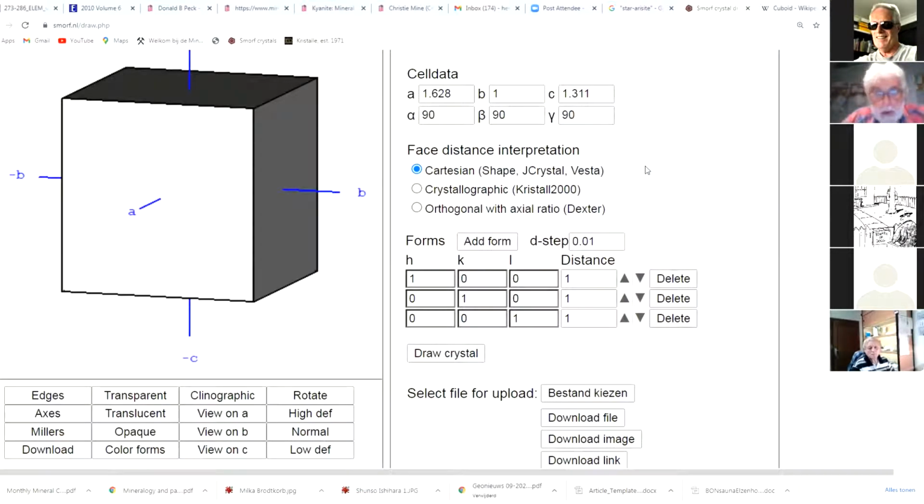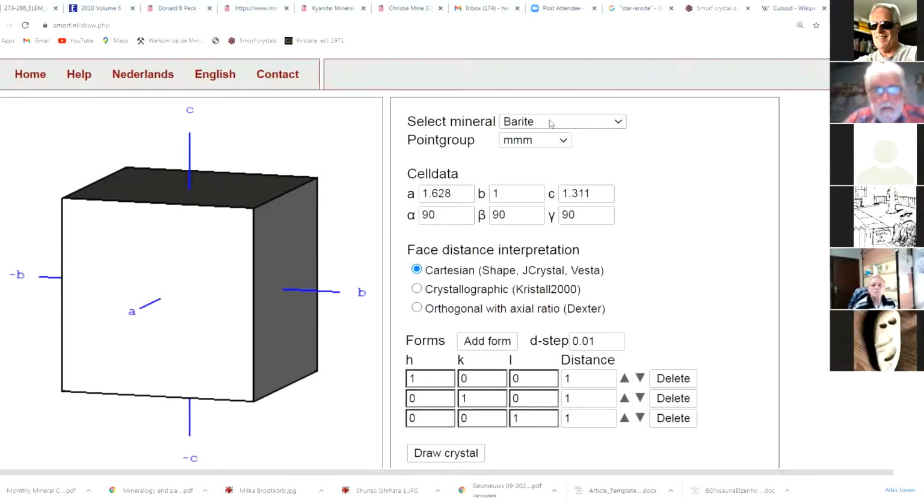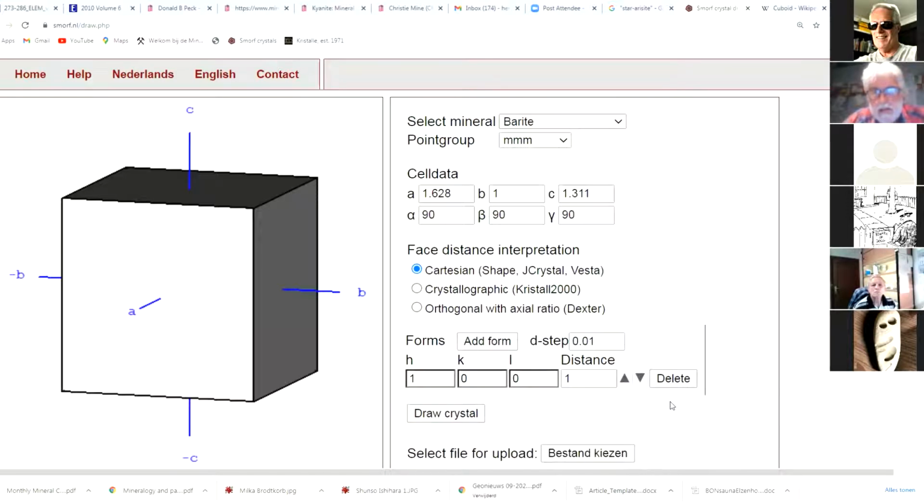So for the orthorhombic crystal system, if we want to draw a block, we actually need three forms: the 1, 0, 0 form, the 0, 1, 0 form, and the 0, 0, 1 form. That's the absolute minimum that we need to draw a block. Okay, and then we can go even further. Well, let me delete these first again.